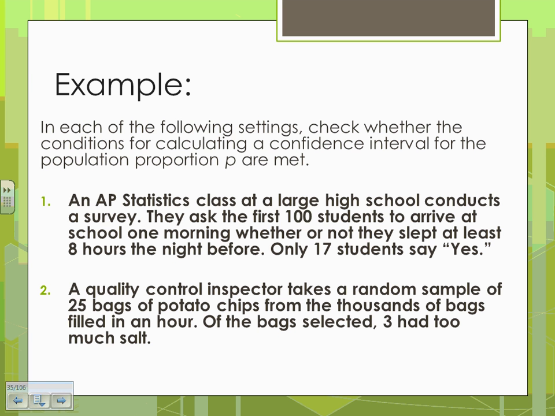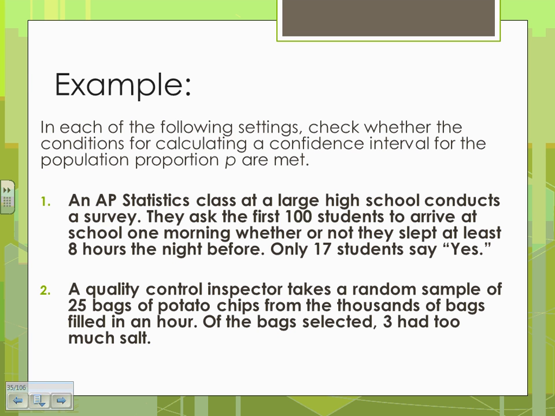In each of the following settings, check whether or not you can even calculate a confidence interval. So are the conditions met here? An AP statistics class at a large high school conducts a survey, and they ask the first 100 students to arrive at school one morning whether or not they slept at least 8 hours the night before. Only 17 students say yes. So is it random? No, this is definitely not random. This is a convenience sample. They're just asking the first 100 students who got here. So the conditions would not be met to construct a confidence interval.